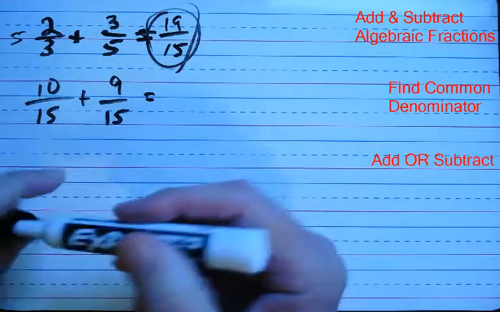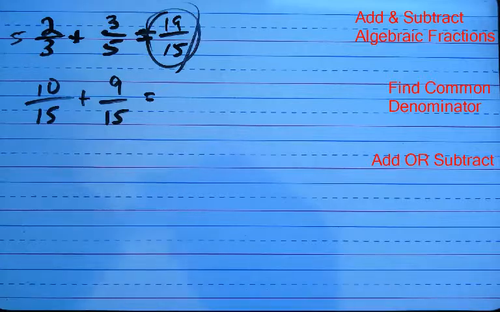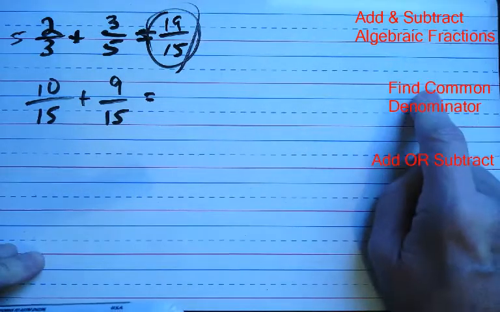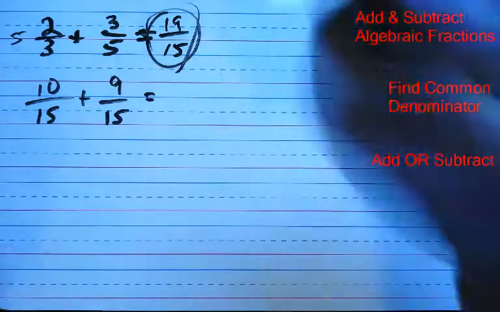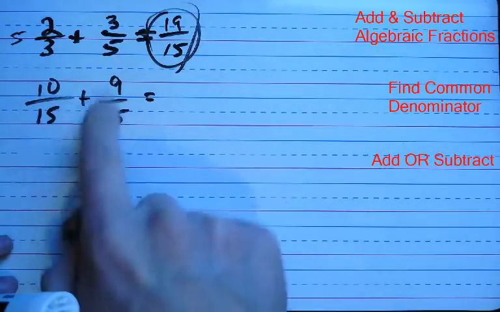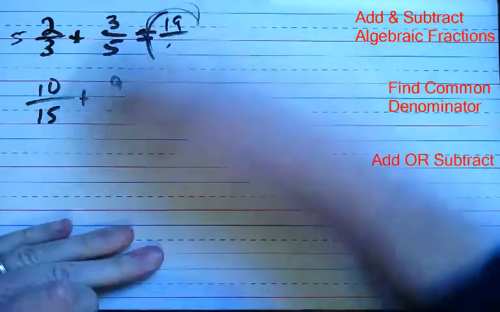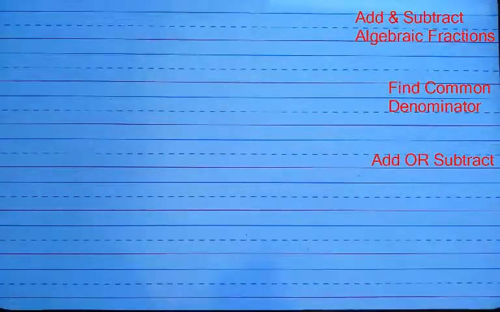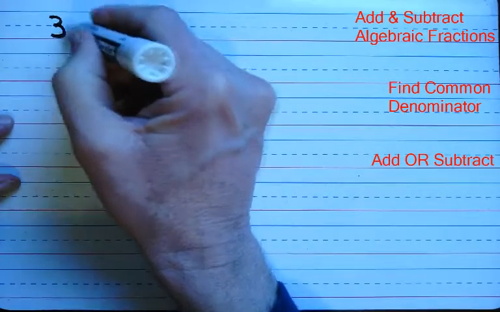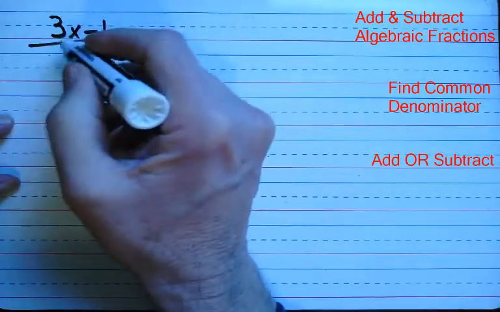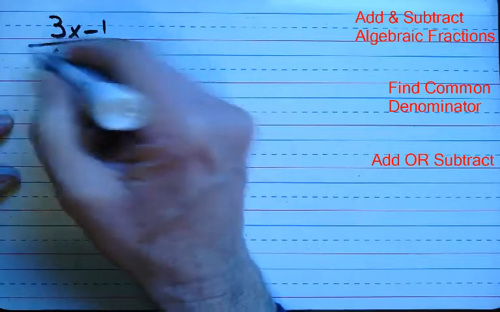And that's all there is to it, right? Make common denominators and then add. Or subtract. If the question was subtract, then we'd have to subtract. 10 minus 9, that'd be 1/15, right? So, what we're going to be doing is problems that look like this. Algebraic fractions. Same kind of deal, though.